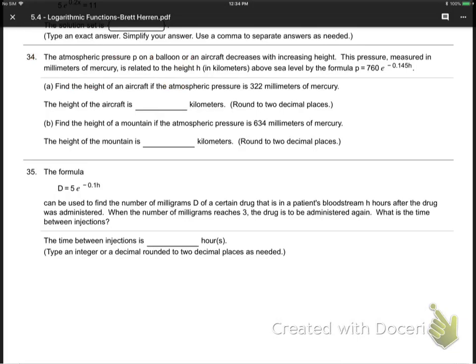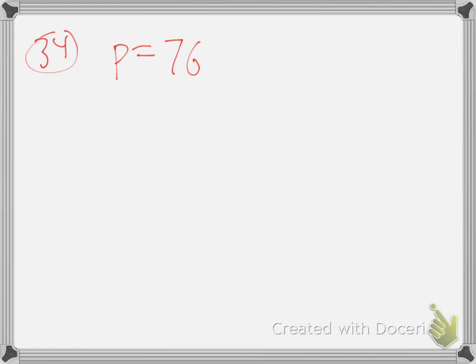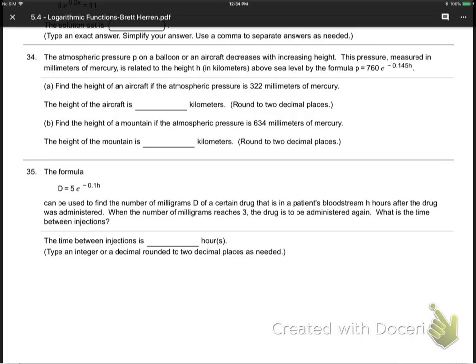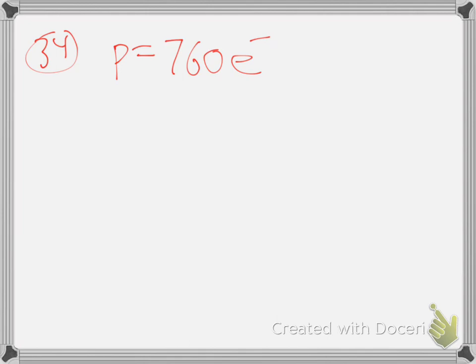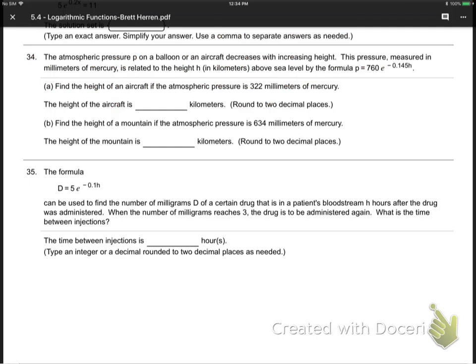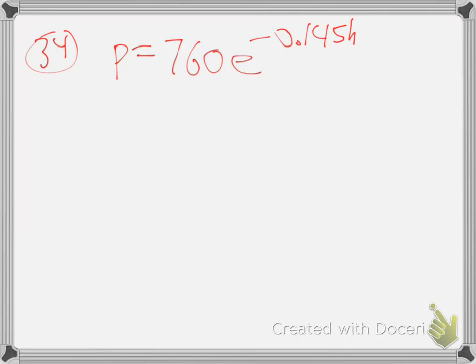P equals 760 e to the minus 0.145h, and they're telling me P is 322. So on part A, P is 322. All I have to do, well, it's not simple, but you can skip all those words. It's just a bunch of words. It's about a hot air balloon.